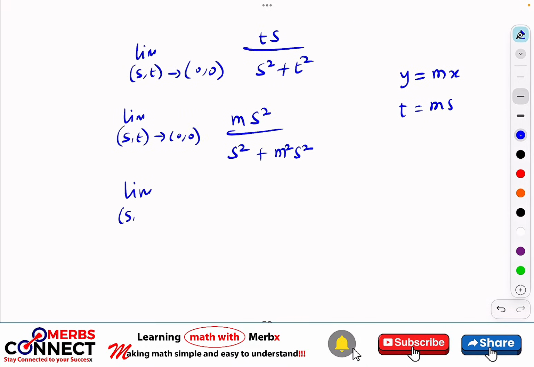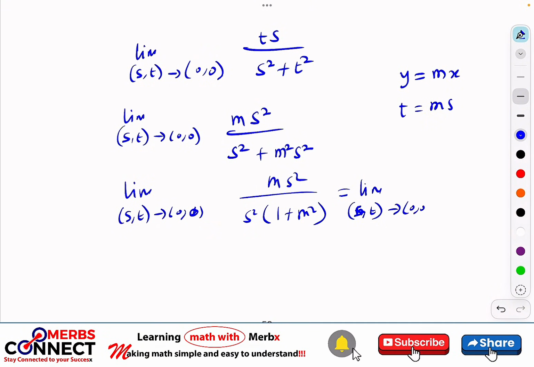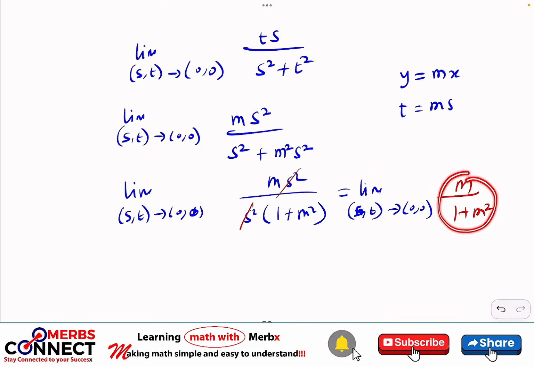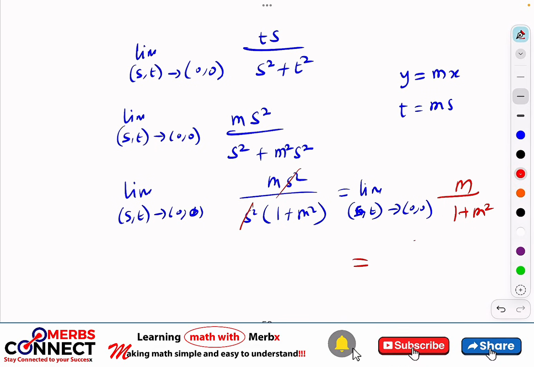Limit as x, t approaches 0, 0. On the top is this. I can factor x squared out and have 1 plus m squared. And this is the limit as x, t approaches 0, 0. And x can cancel x, right? So it's going to be m over 1 plus m squared. Since this does not depend on x, this is going to give us m over 1 plus m squared.